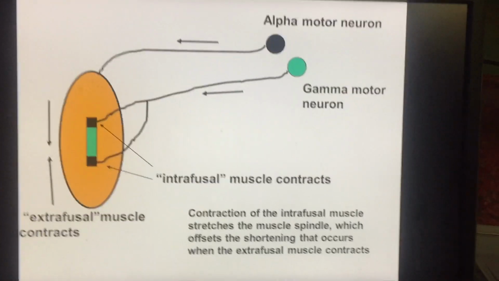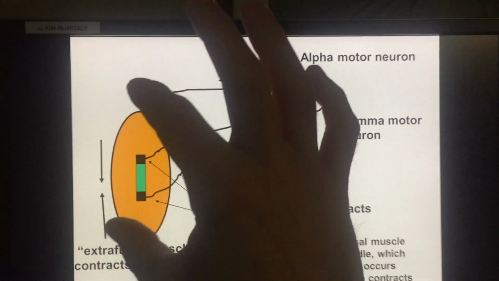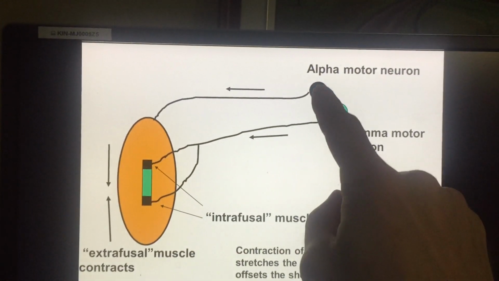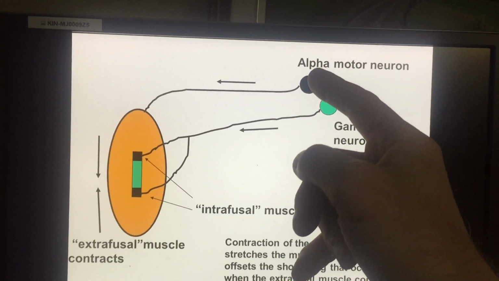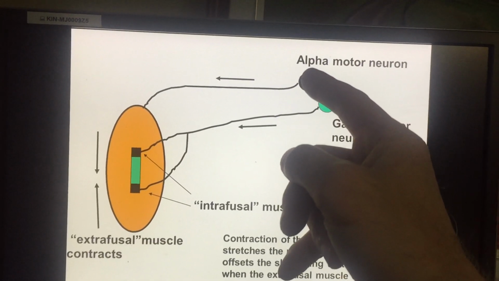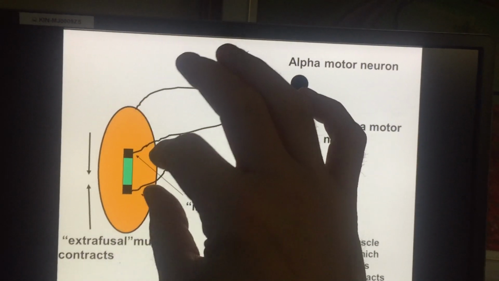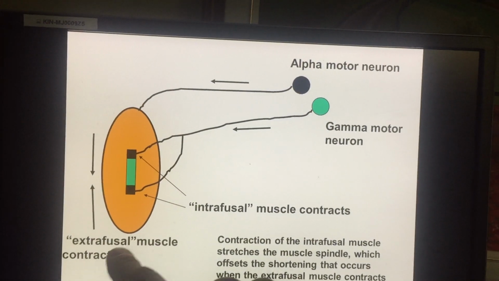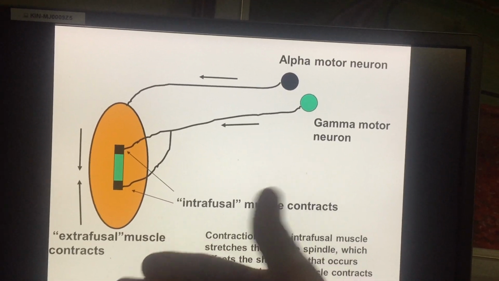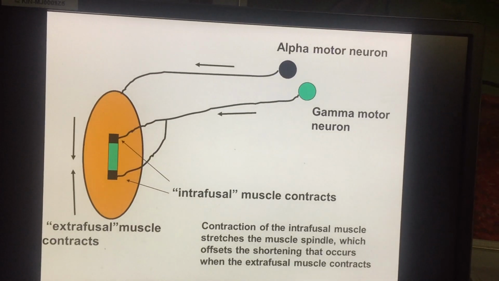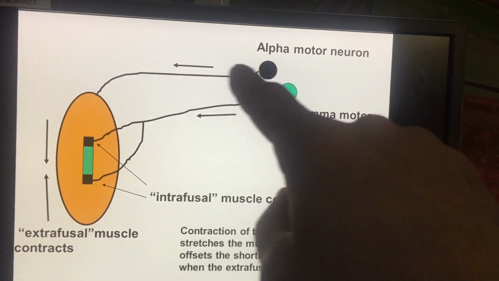So the way your muscle prevents this is that, first of all, you can see in this picture, you've got the whole muscle. The alpha motor neuron is the typical motor neuron that you have in the spinal cord. When it's activated, it's going to cause the muscle to contract. The muscle fibers that are outside of the spindle in the muscle, so this could be your type 1, type 2A, type 2X muscle fibers, are called extrafusal muscle fibers. Those extrafusal muscle fibers contract when the alpha motor neuron is activated.